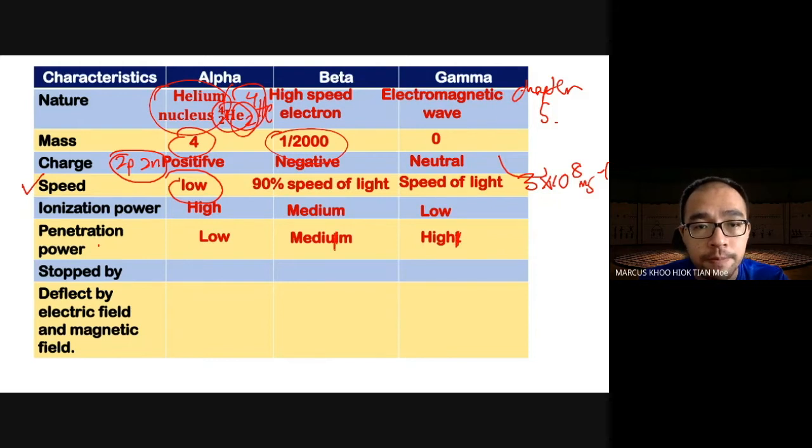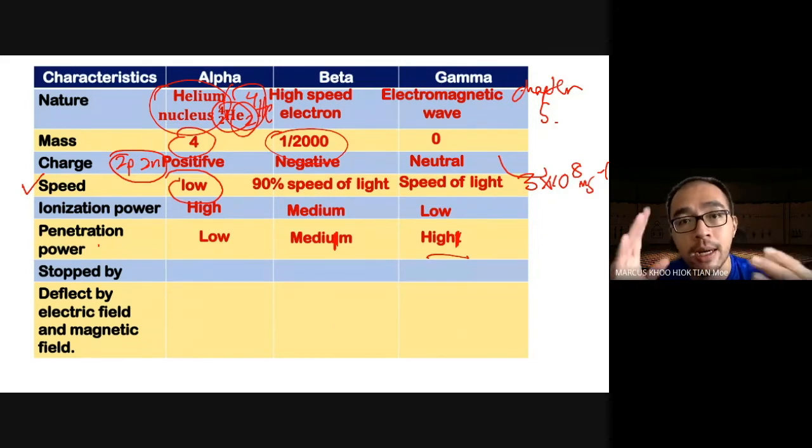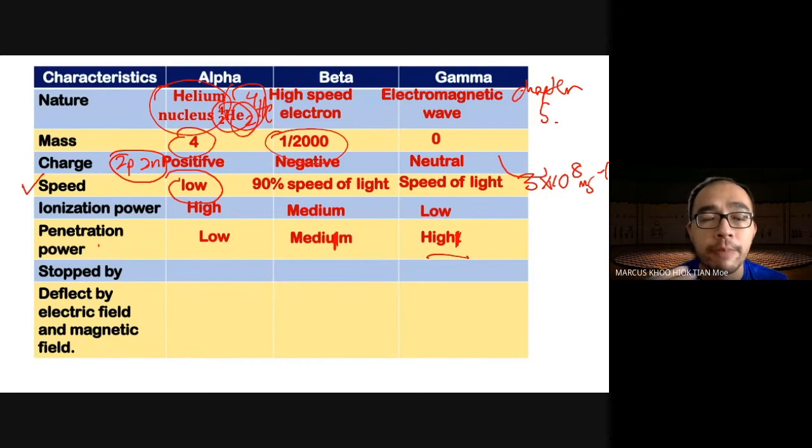Medium. So the ionization power and penetration power of alpha, beta, and gamma are opposite to one another. Penetration power has to do with the speed. The faster the particle is going, the faster the ray is going, the higher the penetration power will be. Sebab dia bergerak dengan sangat laju. Sure boleh tembus lah.